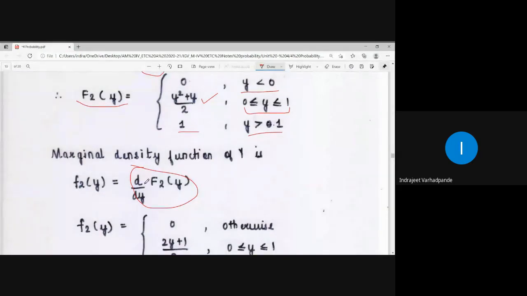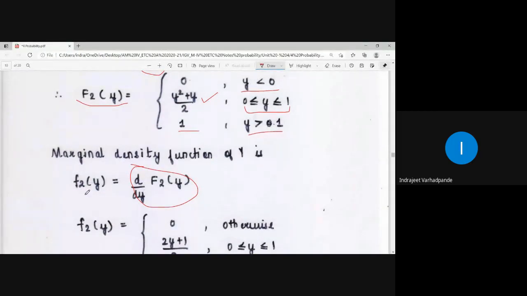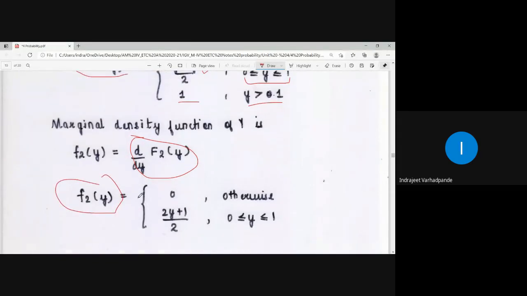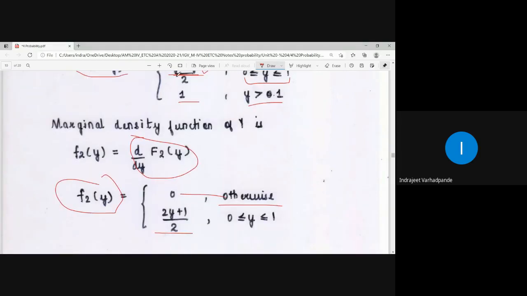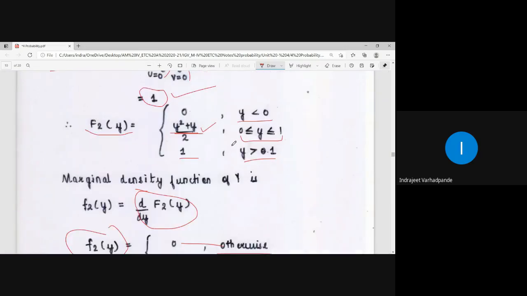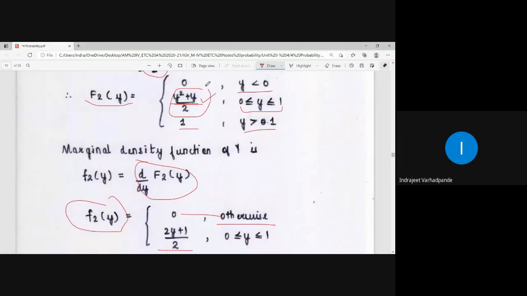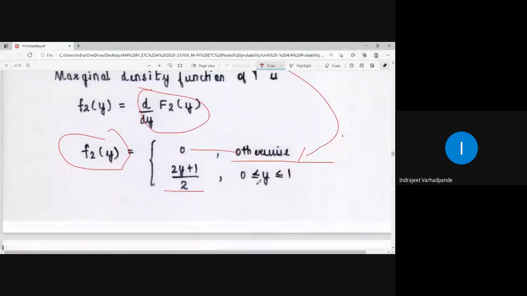What is the derivative of this distribution function now? Small f2 of y will be the marginal density function. Derivative of 0 and 1 is 0. So it is 0 otherwise. Derivative of this is (2y plus 1) upon 2. So we have written down the derivative of this particular distribution function in terms of the density function. So this is what the marginal density function is for the given distribution function.